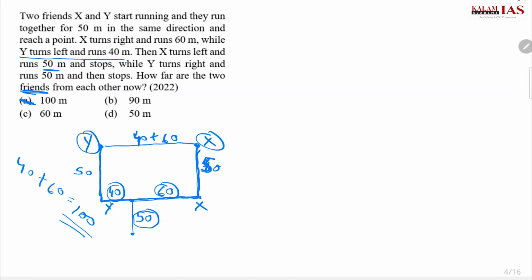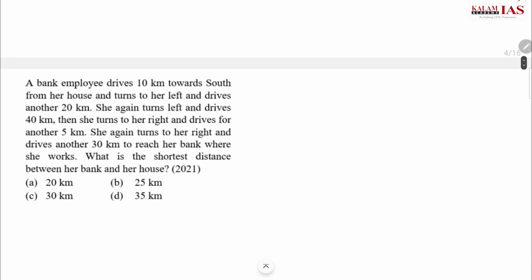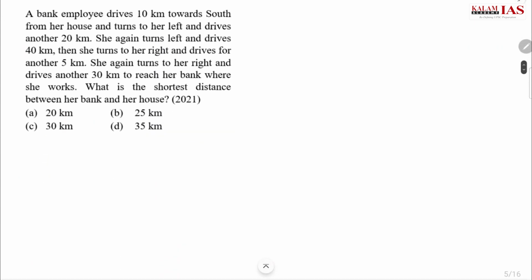I hope this question was quite simple, and again, this was asked in last year's UPSC, 2022. So very simple basic questions come from this topic. Moving on to the next question. You have another 1 minute. Let's try solving it, and then we'll discuss it.